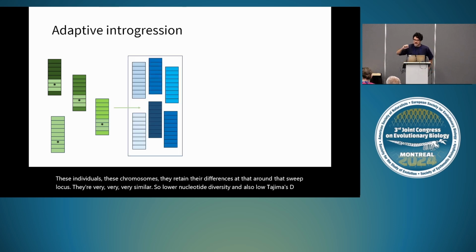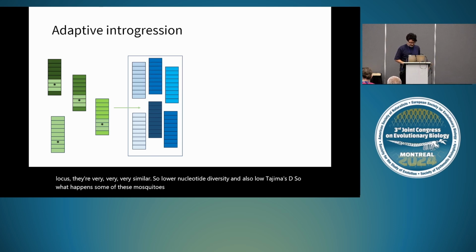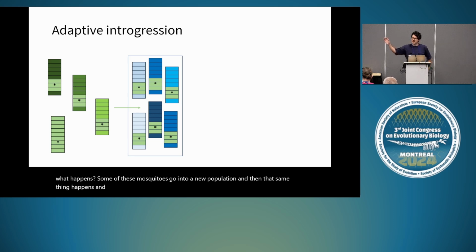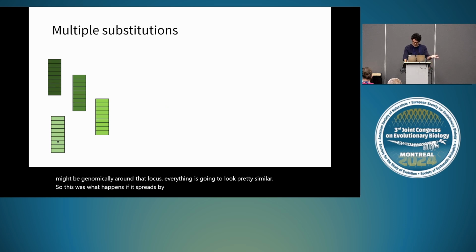Some of these mosquitoes go into a new population, and then that same thing happens. No matter how different the rest of this new population might be genomically, around that locus everything's going to look pretty similar. So this is what happens if it spreads via introgression. If you have multiple substitutions, it's like this.